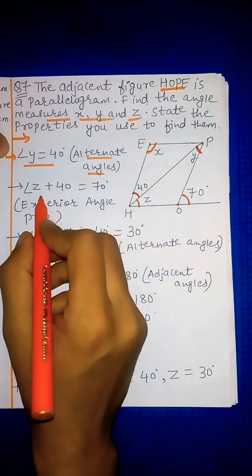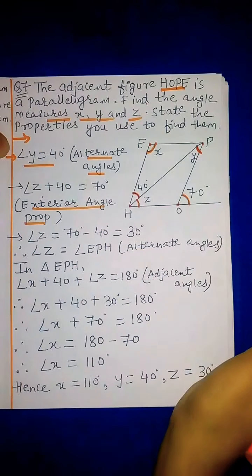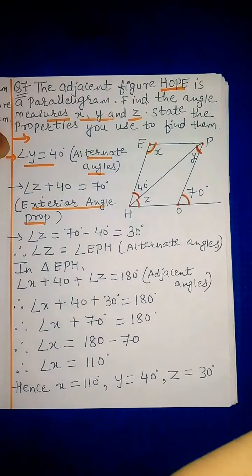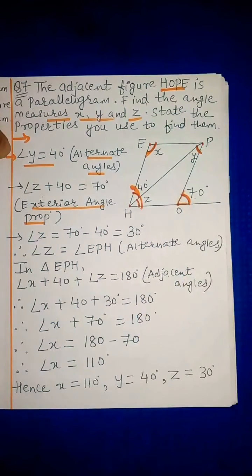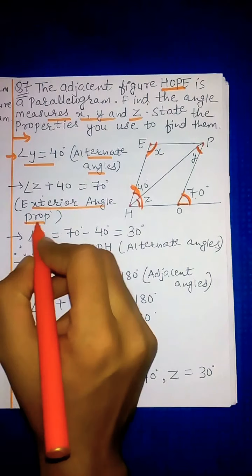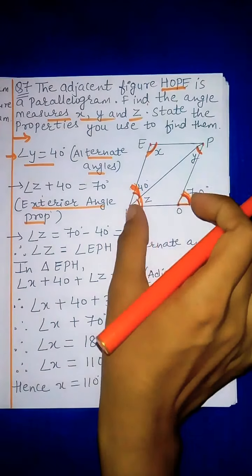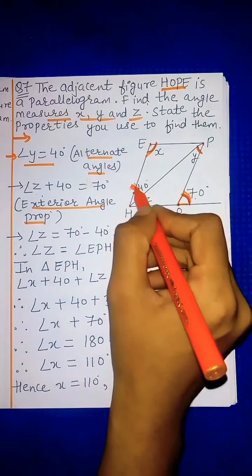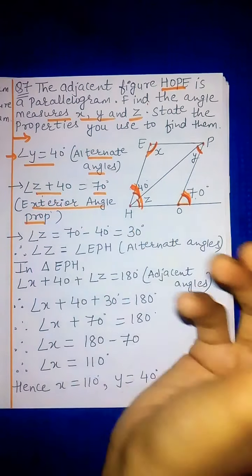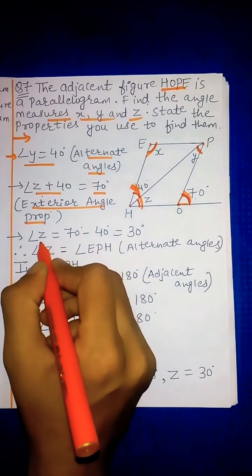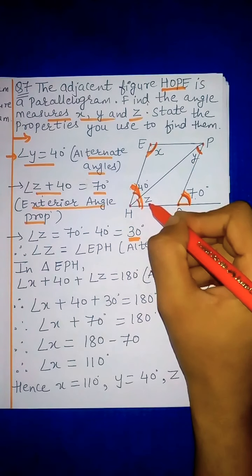Now angle Z plus 40 will be equal to 70 because of the exterior angle property. In your previous class you have also studied the exterior angle property. So this is the exterior angle. With the help of the exterior angle property we can write this 70 is equal to this part. So your Z plus 40, this whole part, is equal to this 70. So Z plus 40 equal to 70. Now this 40 we will take to that side. So angle Z will be 70 minus 40, that is 30. So angle Z we have got.